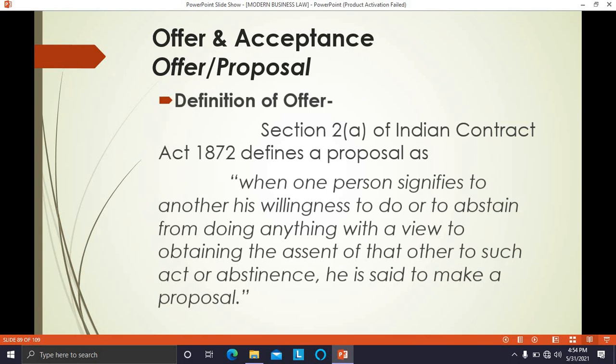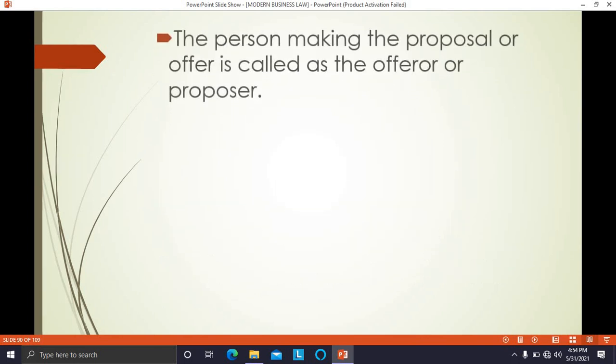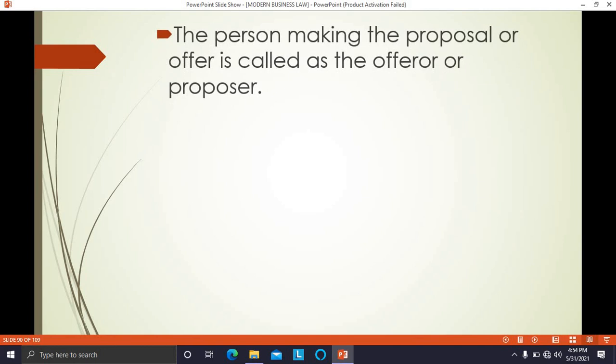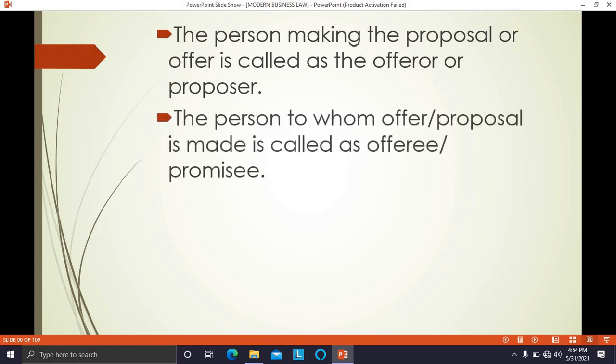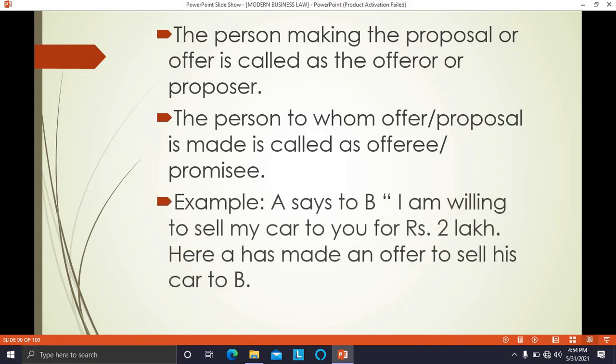Sometimes a 2 marks definition is asked, or this full question is asked for 15 marks: define offer and what are the essentials of a valid offer. Now, the person who is making an offer or proposal is called the offerer or proposer. The person to whom the offer or proposal is made is called the offeree or promisee. Example: A says to B that I am willing to sell my car to you for 2 lakh rupees. Sorry, A is offerer and B is offeree. Offerer is the person who is giving an offer. A is giving an offer, he is offerer and B is offeree.